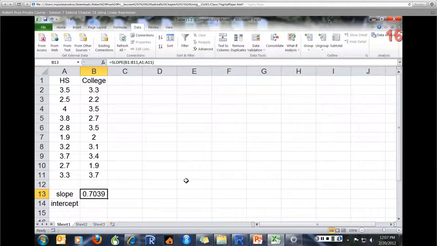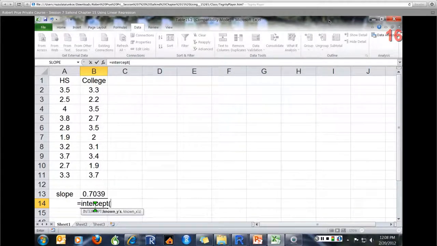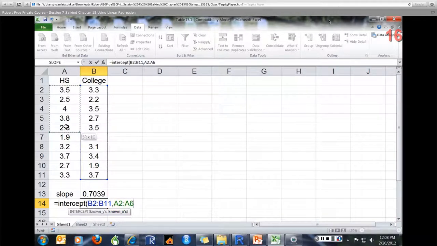We got 7.039 and a whole bunch more digits. Intercept, you know, they couldn't make this easier for us. It's just the same. You don't have to do the function. You can do intercept. And you see down here in the bottom, it says your known y's and your known x's. We remember that our y's was college. We put the comma in. We remember that our x's is the horizontal one.